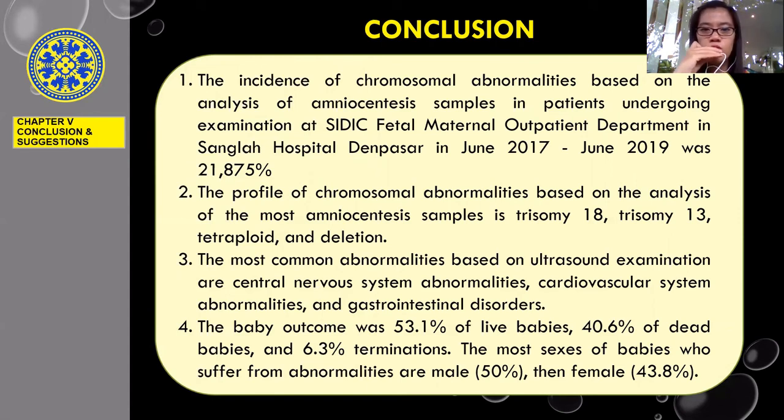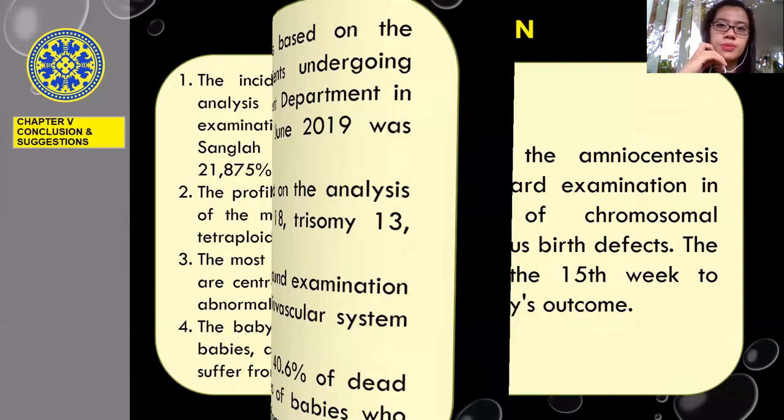The baby outcome was 53.1% live babies, 40.6% unfortunately died, and 6.3% termination. The most common sex of babies who suffer from abnormalities is male at 50%, and then female around 43%.